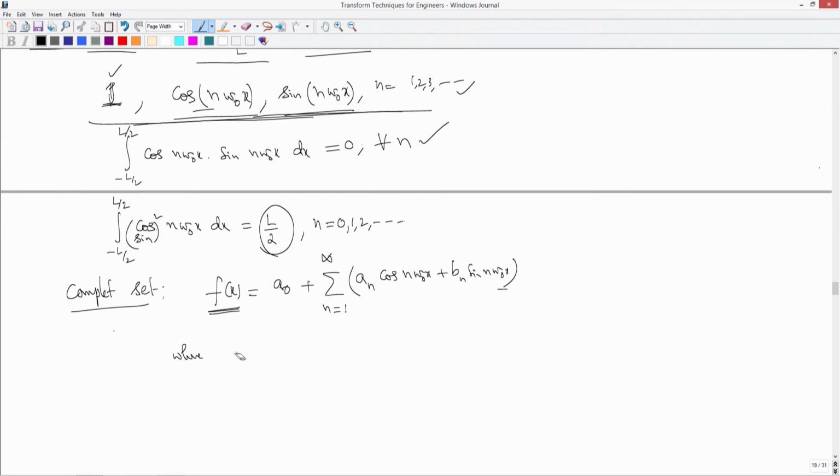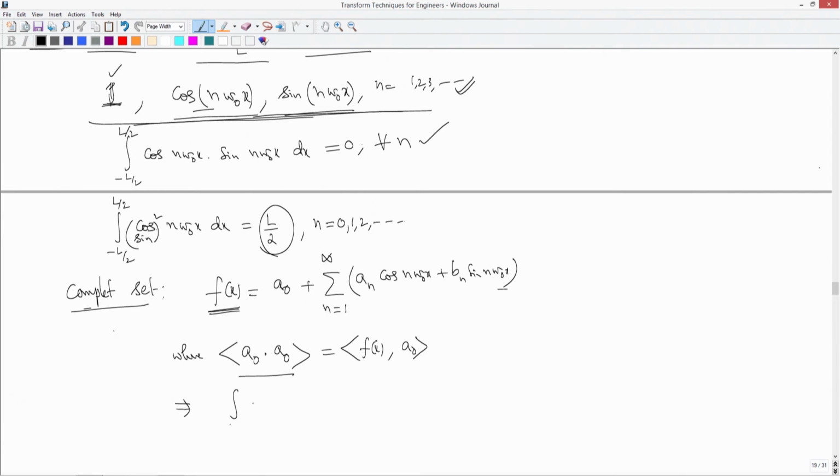So, how do you get this a naught? If you represent it with the complete set, what is this a naught? You take the dot product on both sides with the constant function, and because they are orthogonal, everything else will go. Only this term remains on the right hand side, and on the left hand side you have f(x) dot product with 1. So, what is this one? The dot product is L by 2, and a naught just comes out.